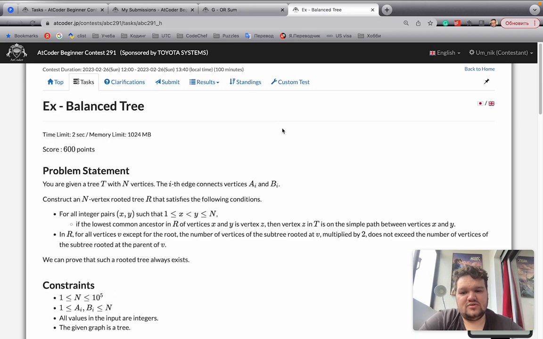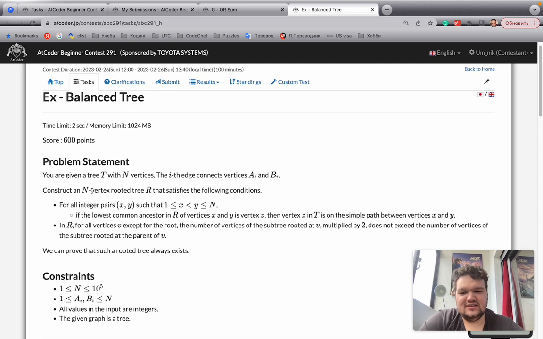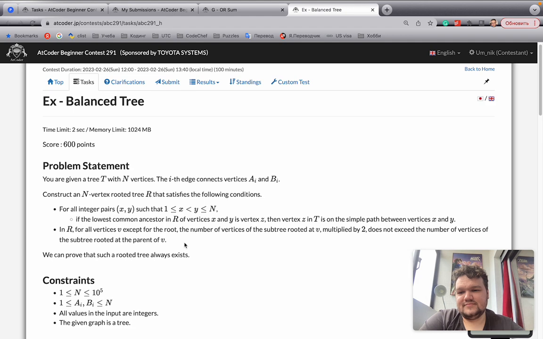And problem H was about just understanding that what's written here is the definition of centroid decomposition, and then constructing it.